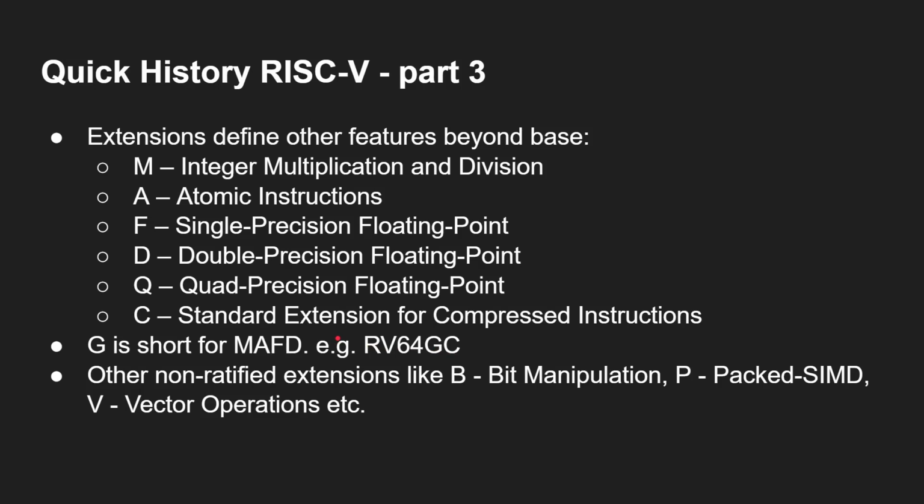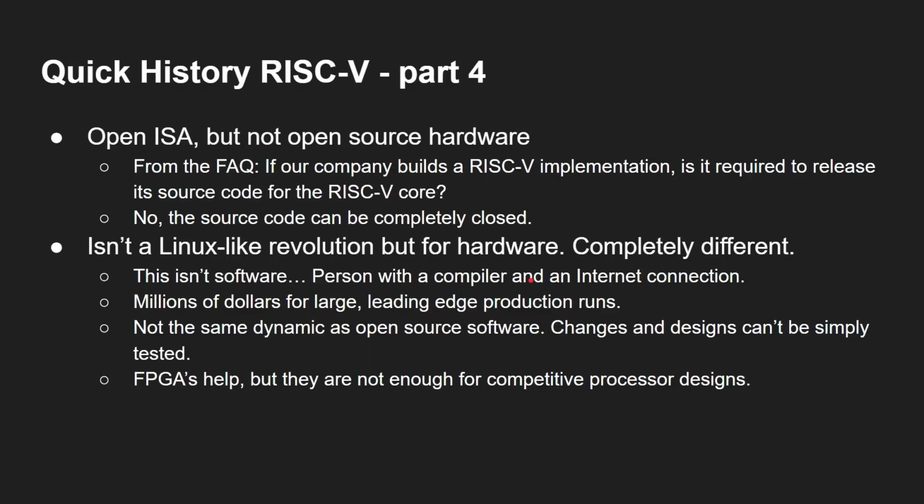At the moment they become a proposal, and then if someone wants to implement them, they are of course free to do that. Now, talking again about this thing about open ISA and not open source hardware, this is directly from the RISC-V FAQ. If a company builds a RISC-V implementation, is it required to release the source code for that core? No. The source code can be completely closed. And this is because it's just the fact that you can build a processor that follows that instruction set. That when it sees those ones and zeros, what do those ones and zeros mean? That's what RISC-V gives you.